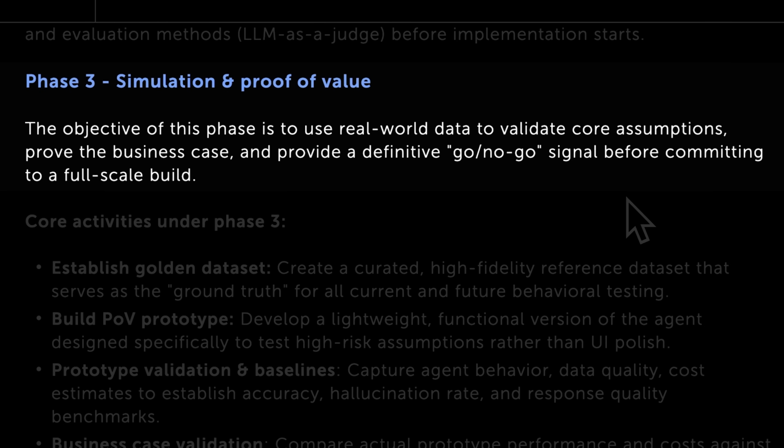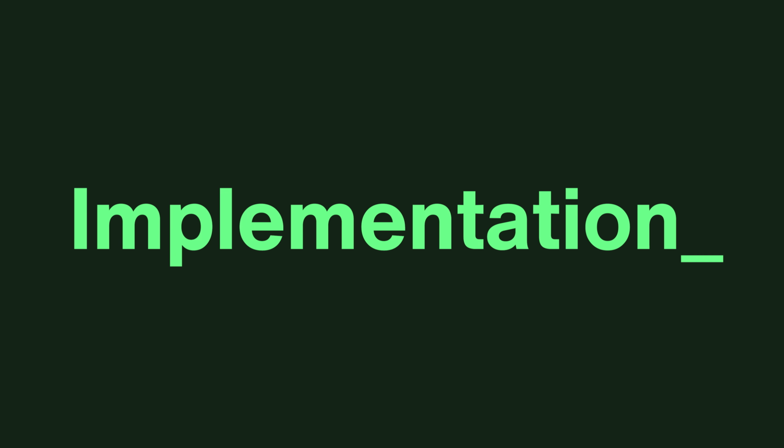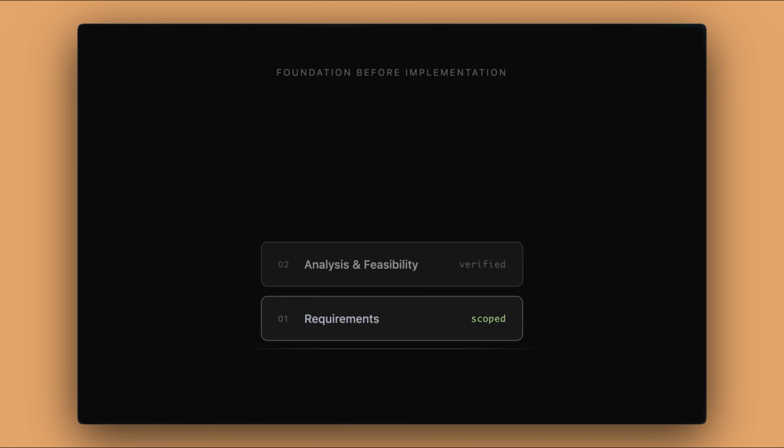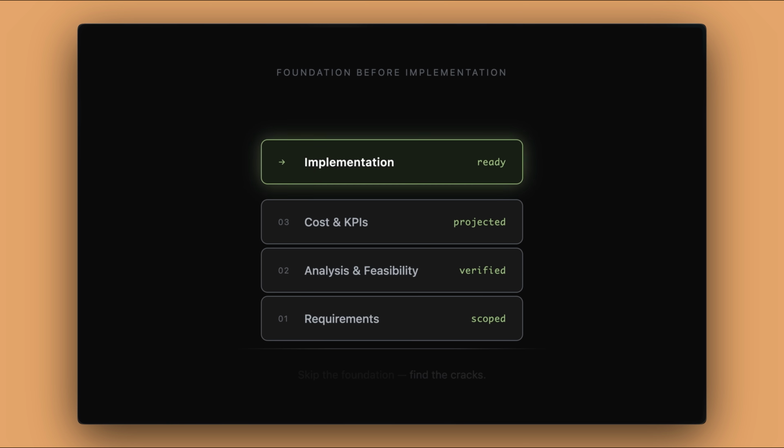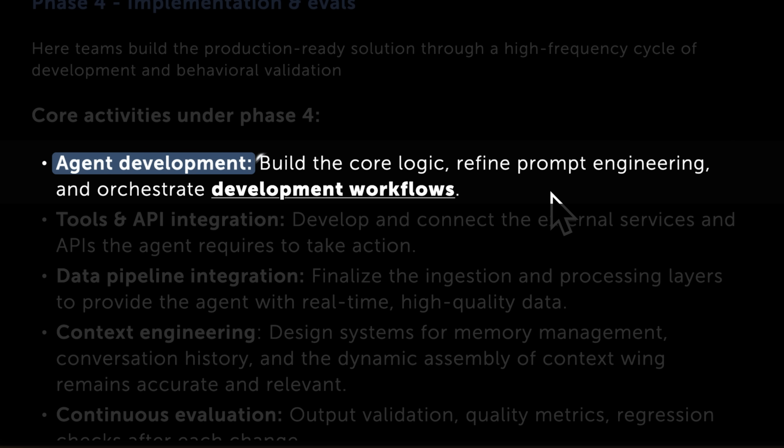This marks the end of the planning phase, and it brings us to the part a lot of people jump straight into, which is implementation. The previous steps are really important because if you have done them properly, you will not run into the problems most people hit here from skipping those phases. So this is when you actually develop your agent, build the core logic, and orchestrate your development workflow.